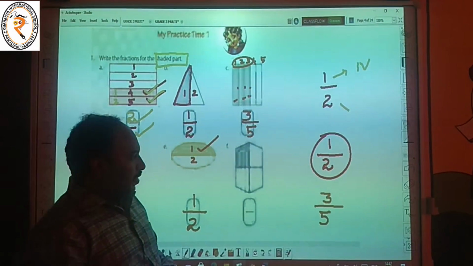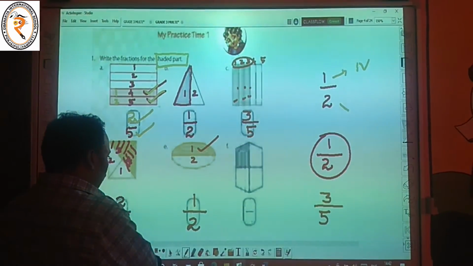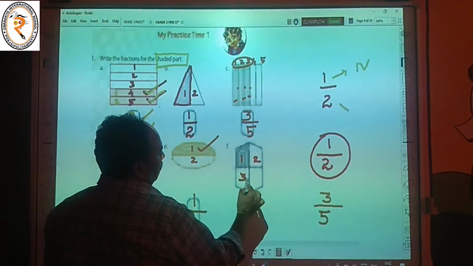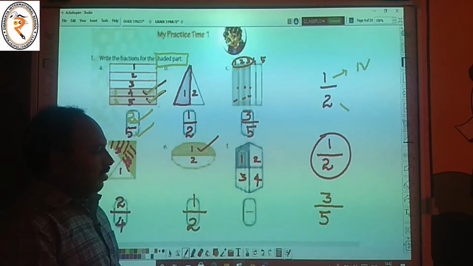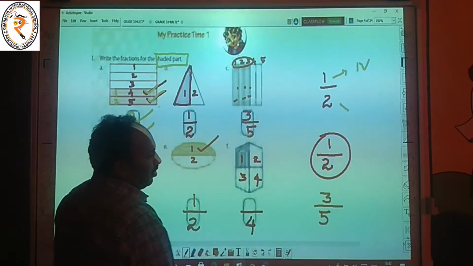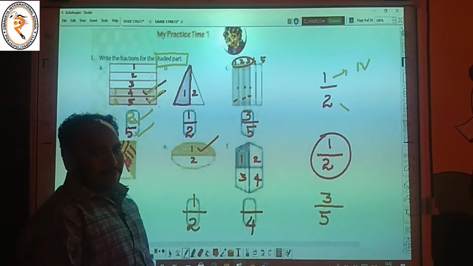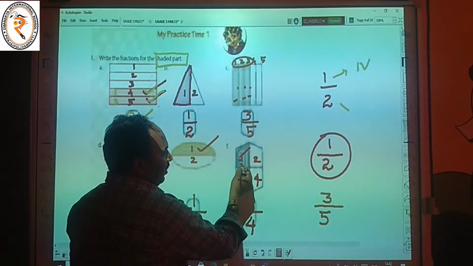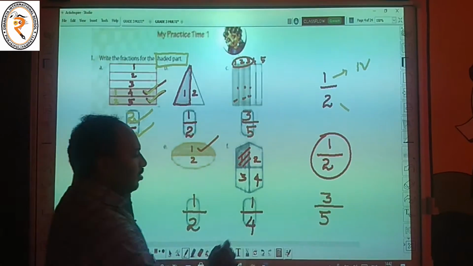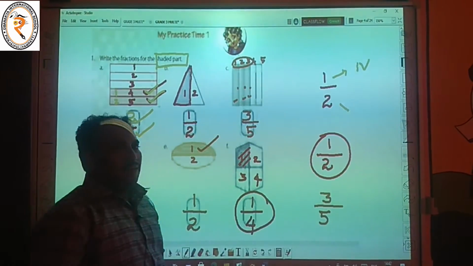The next one, F part. 1, 2, 3, 4. We have 4 total parts. Number 4 is the denominator. And then the shaded portion is only 1, so 1 is the numerator. Our fraction is 1 by 4.